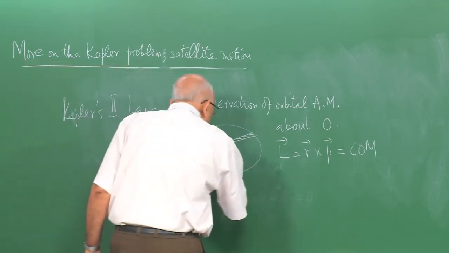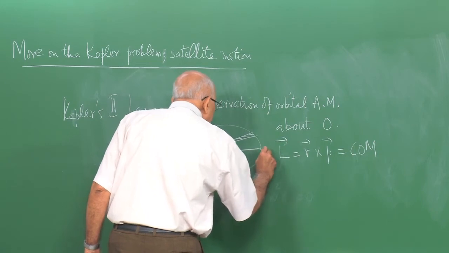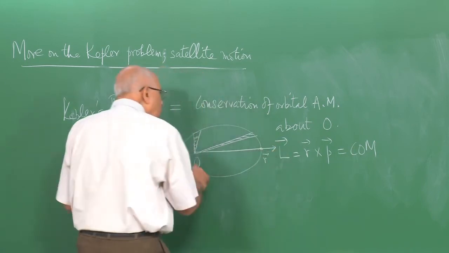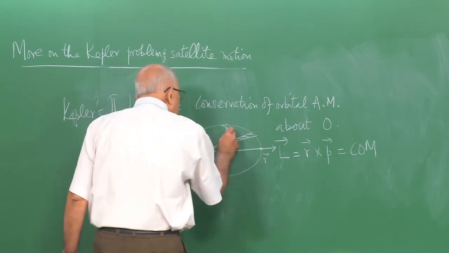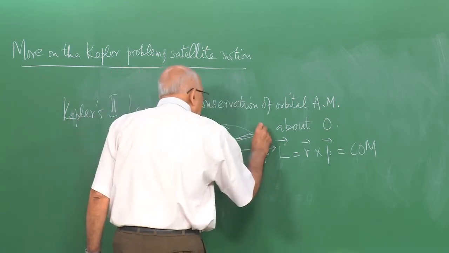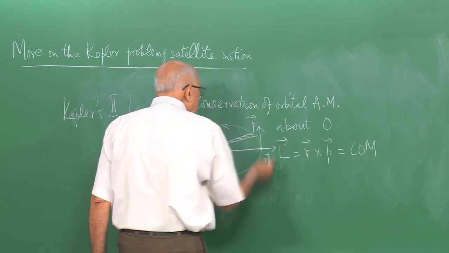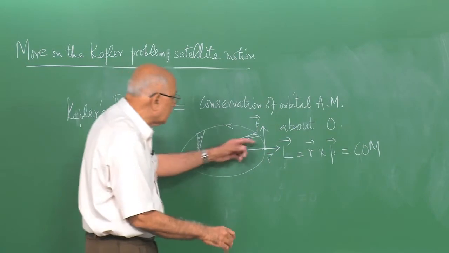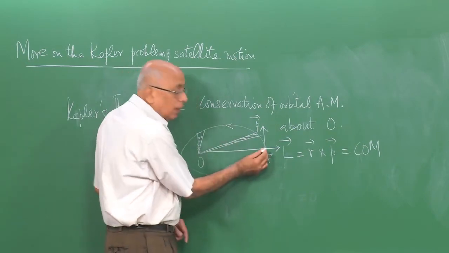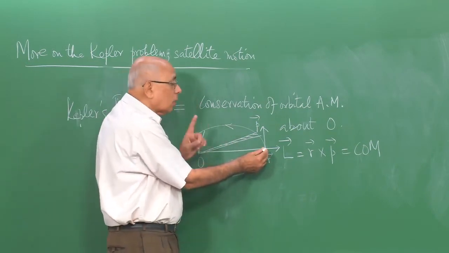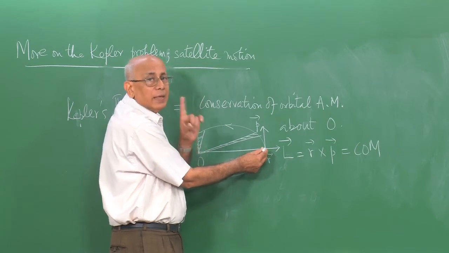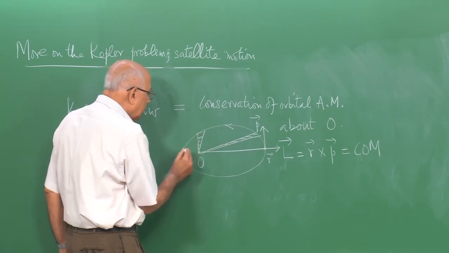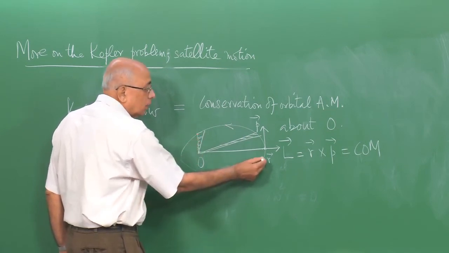In particular, if you evaluate it at this point, when it's here, r is in this direction, that's the direction of r from O outwards, and if the orbit is described in that sense, p is sitting here. So r cross p, a vector, comes out of the plane of the board. So in this case, the orbital angular momentum comes out of the plane of the board and is constant in magnitude as well as direction. So everywhere on the path, L has exactly the same direction and the same magnitude, no matter where you are.